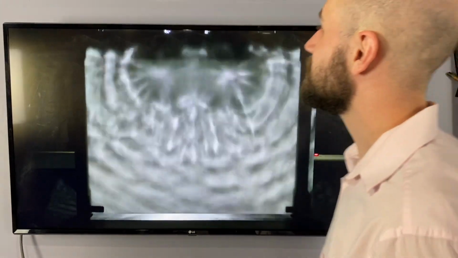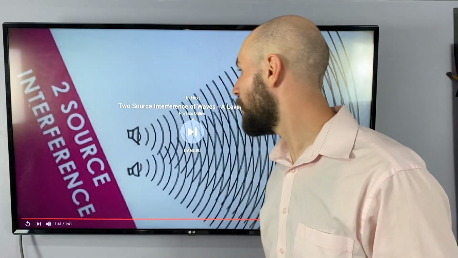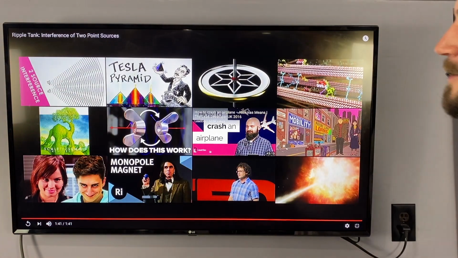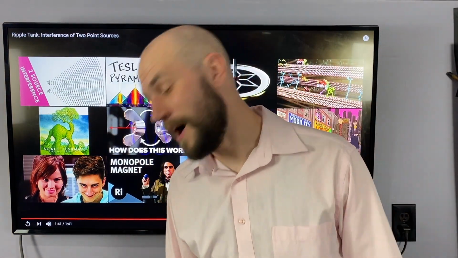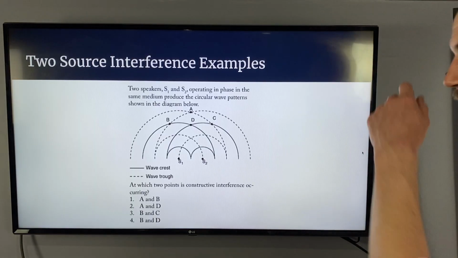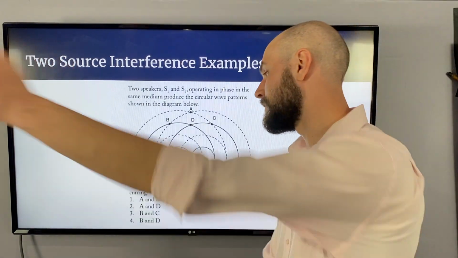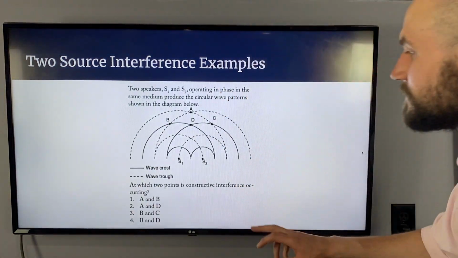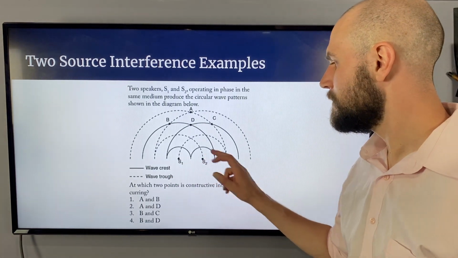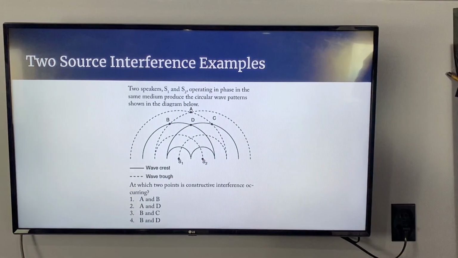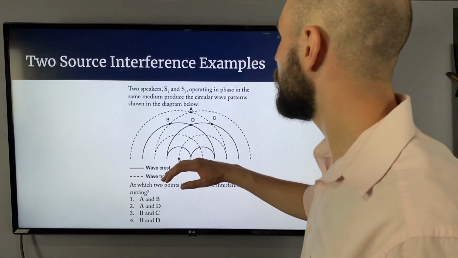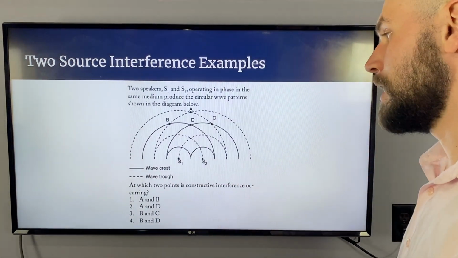And again, you could experience this with sound. If you create two point sources of sound, you can hear places where it's loud, constructive interference, or places where it's quiet, destructive interference. So let's try an example of this two-source interference. Here's what's going on here. We have two speakers, S1, speaker 1, and S2, speaker 2. They're operating in phase in the same medium, producing the circular wave pattern shown in the diagram below.